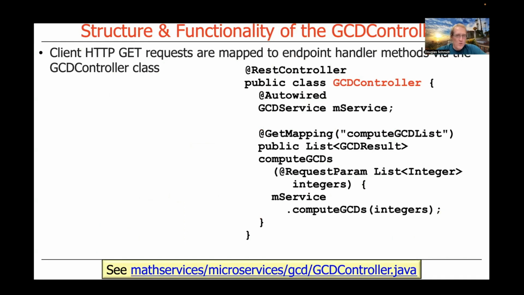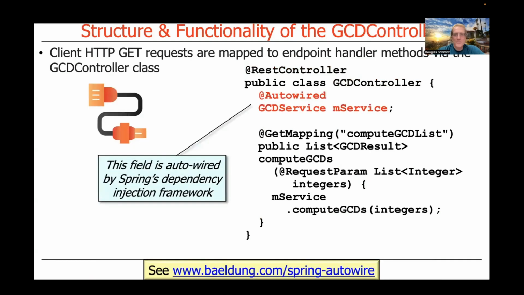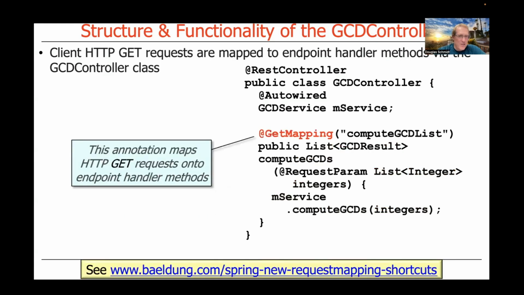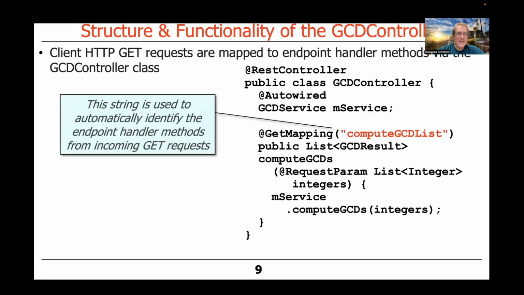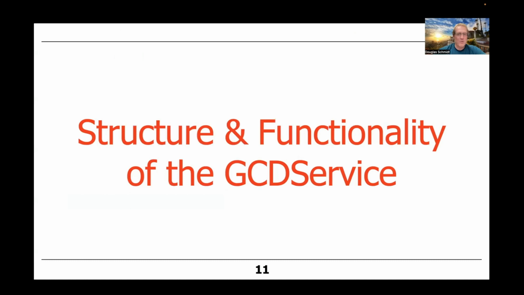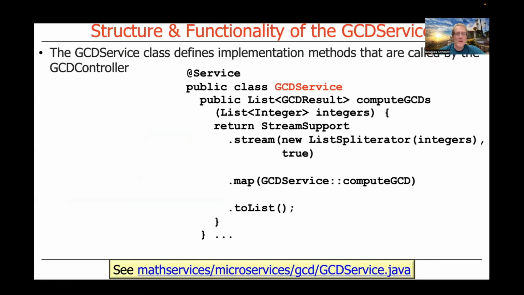The GCD controller, again, we won't dwell on this. We've seen this a million times before. It's a REST controller. It's auto-wired to its service, surprise, surprise. And it's got a method called computeGCDs, which takes a list of integers and forwards that down to the service to do the dirty work. We have to have an annotation here to say this is an endpoint handler method for incoming requests that have the compute GCD list path routing name. Again, no surprise. And as before, like we did for the primality controller, we also had to have a request param annotation. So nothing really new or exciting there, so I didn't want to spend much time on that.